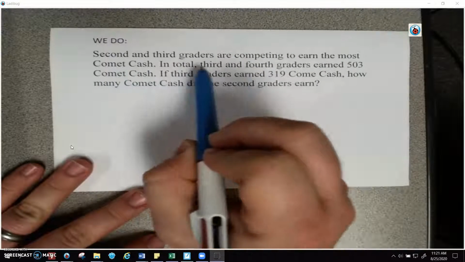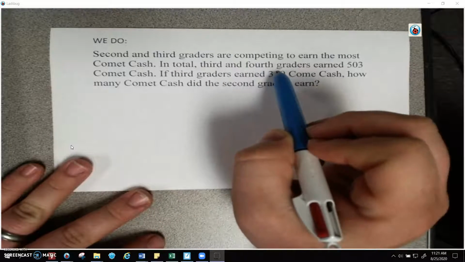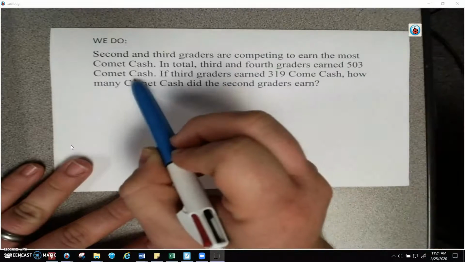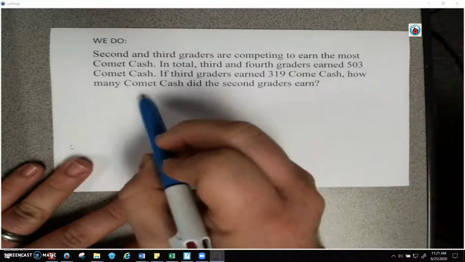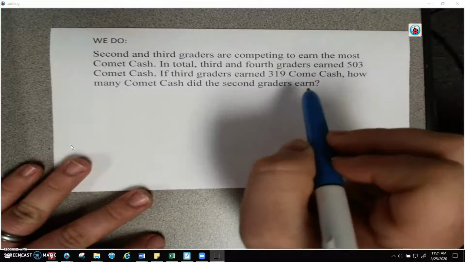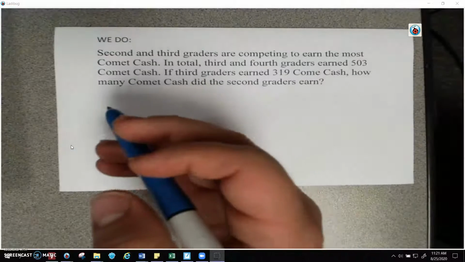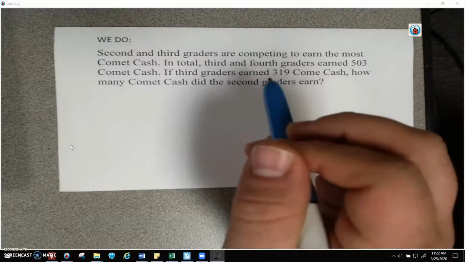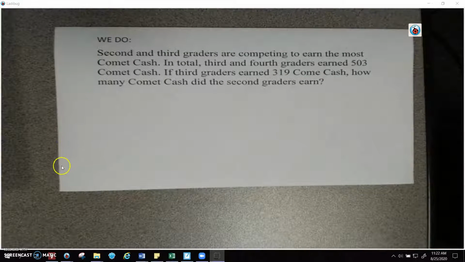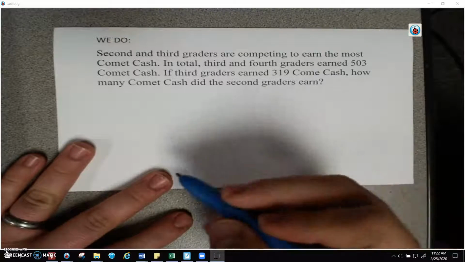Second and third graders are competing to earn the most Comet Cash. In total, third and fourth graders earned 503 Comet Cash. If third graders earned 319 Comet Cash, how many Comet Cash did the second graders earn? So, what I'm going to do is I want you to create a subtraction equation that would match this word problem. So go ahead and pause it and see if you can create a subtraction equation that would match this word problem.